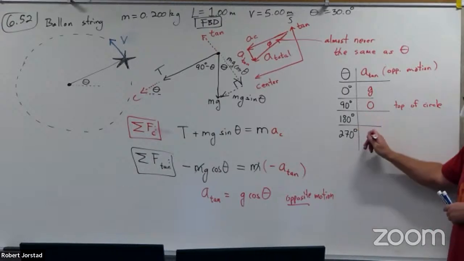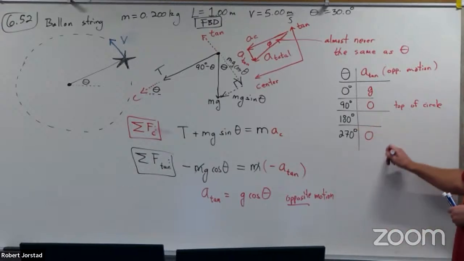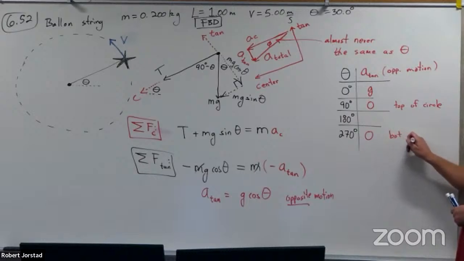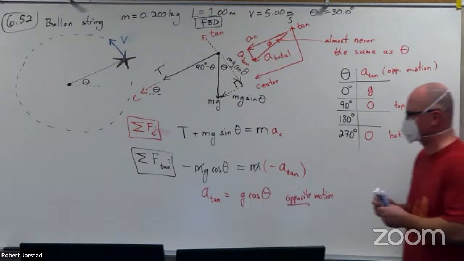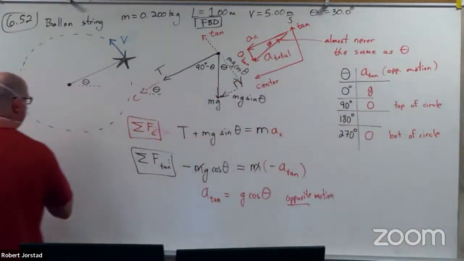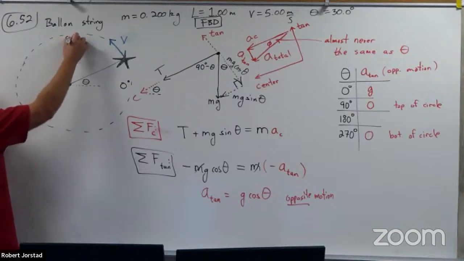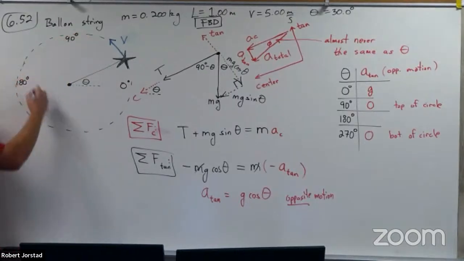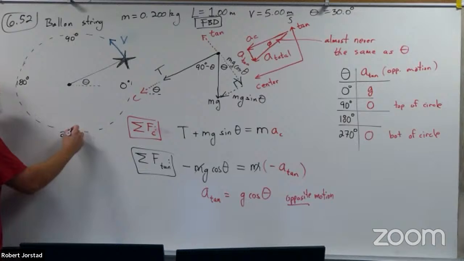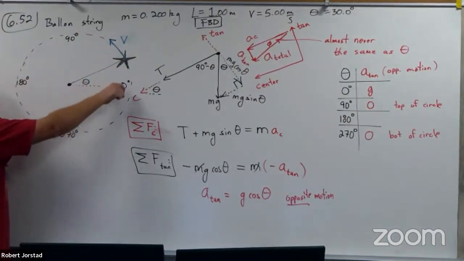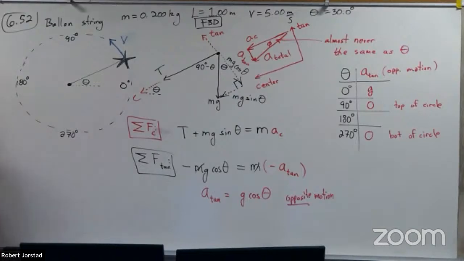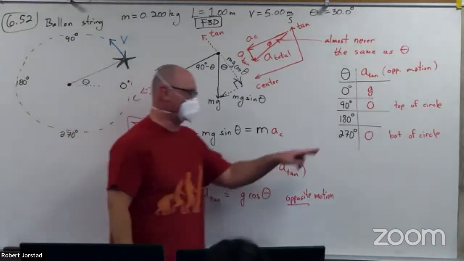Well, let's skip to 270. That's also 0, right? That's at the bottom of the circle. Again, think about it. This is 0 degrees. This is 90 degrees. This is 180 degrees. This is 270 degrees. Is that helping where I'm getting these numbers from? If theta equals 0, it's g straight down. Well, what is it when I get 180?